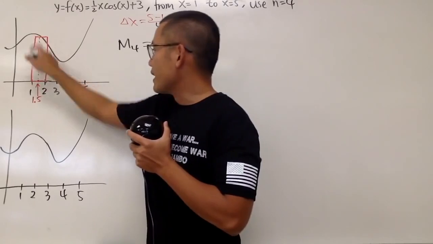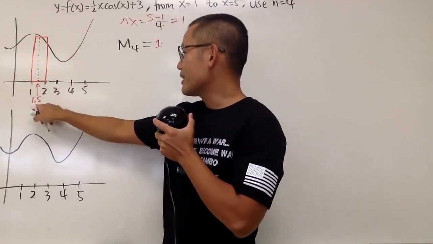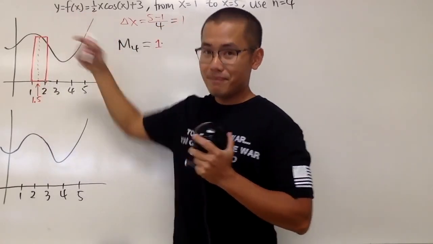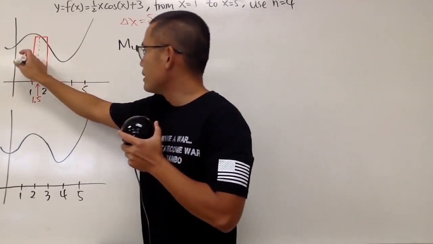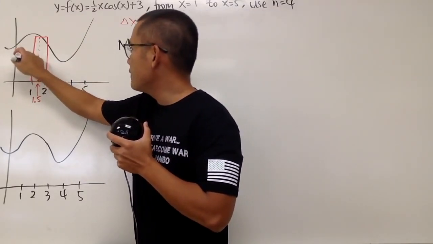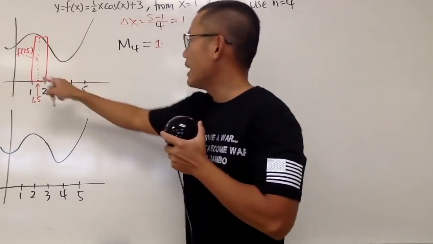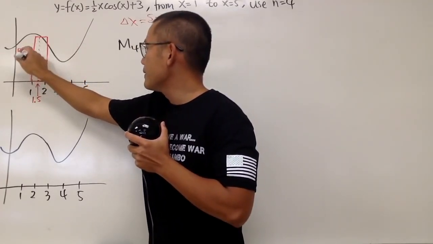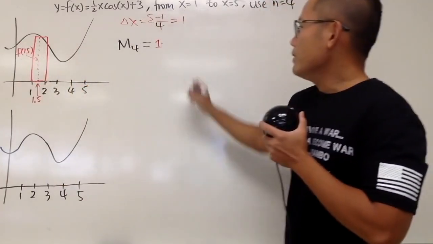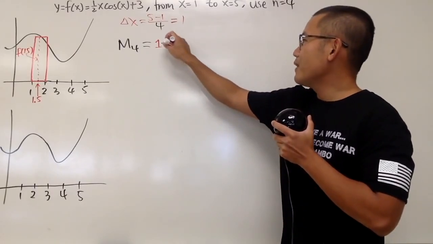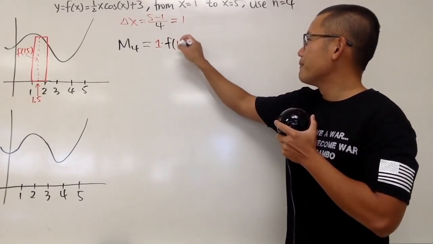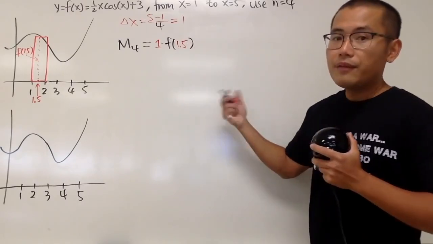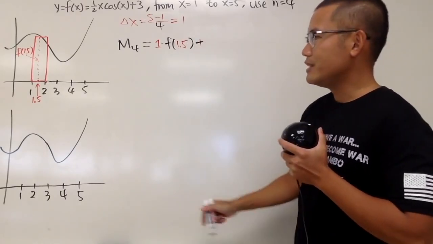And for the height, well, we just have to plug in 1.5 into the function. That's the height. Let me just write this down right here for you guys. This is f of 1.5, like that. Okay? Well, we'll just have 1 times f of 1.5. That's the idea.